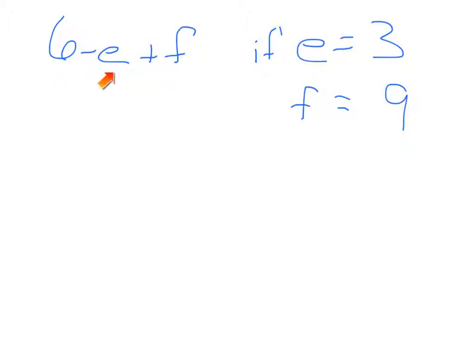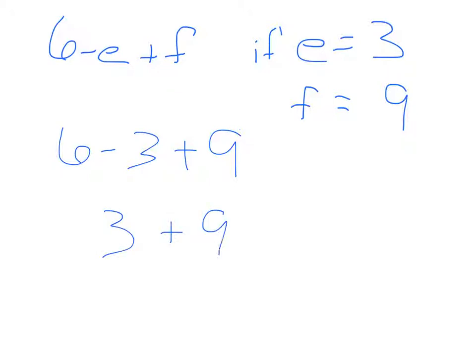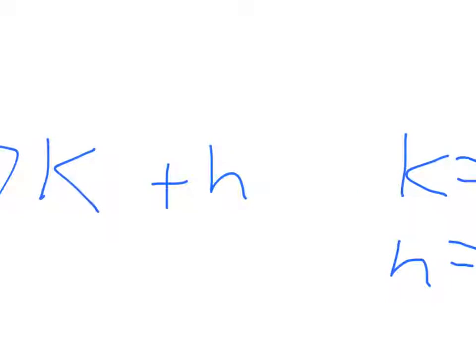Okay, the expression is 6 minus E plus F. 6 minus 3 plus, throw in 9 for F. Oh, excuse me, that should not be an F, this should be a 9. I apologize. Moving left to right, 6 minus 3 is 3. 3 plus 9 is 12. Awesome job. We go ahead and move up to another problem.